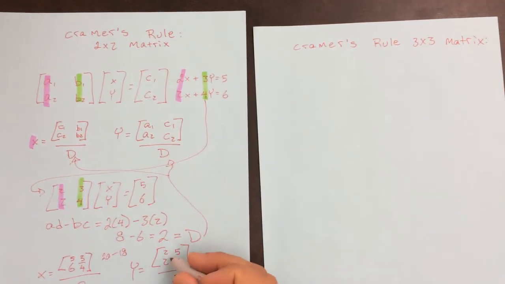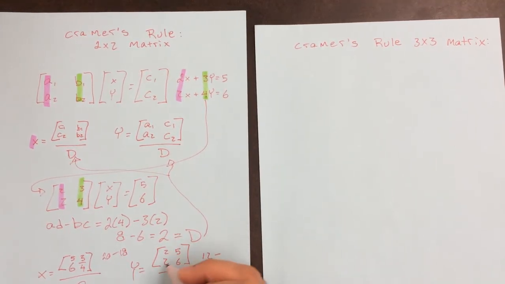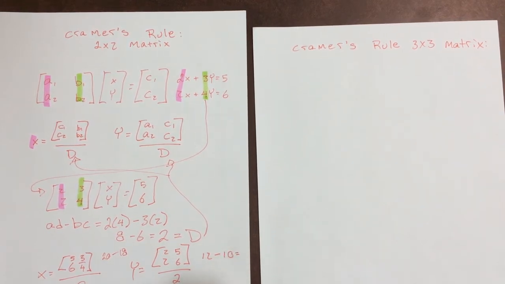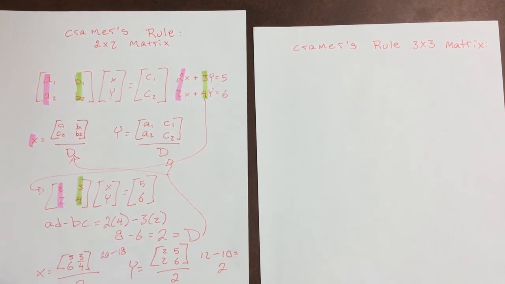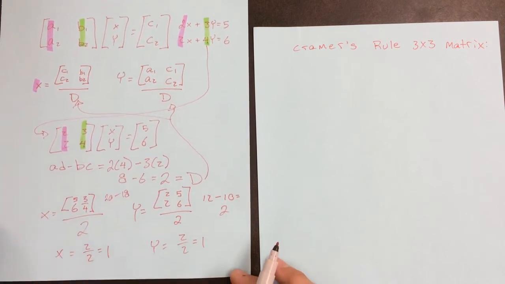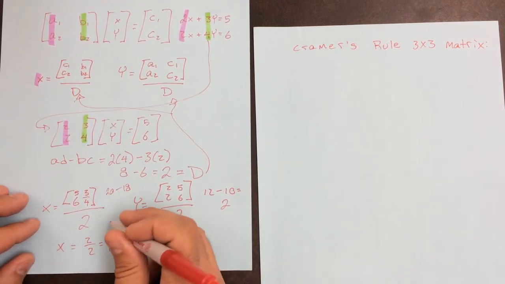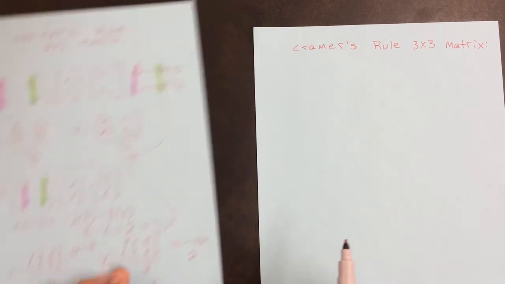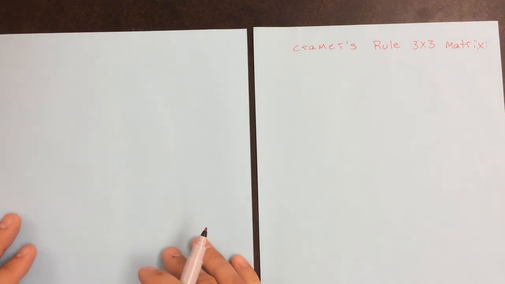Now the determinant for y is 2 times 6, which is 12, minus 5 times 2, which is 10, equals 2. So y equals 2 over 2, or 1. I usually like to write my answers as a point, so I'm going to put 1 comma 1. And that's it. I'll do another example right now, just to reiterate what we're doing.